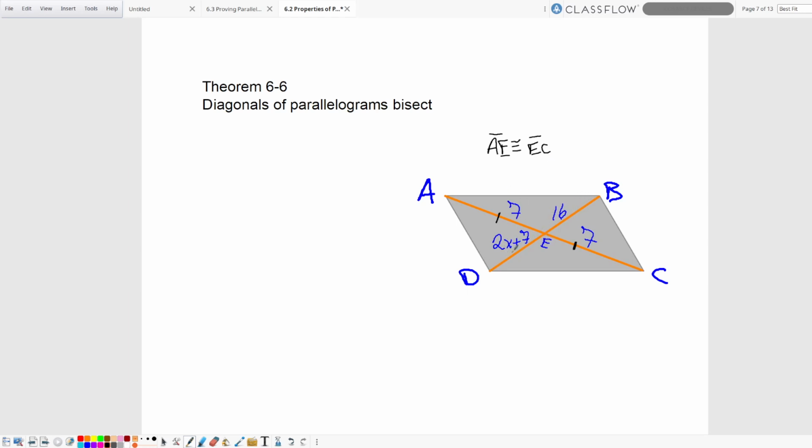And if I wanted to find out what x was, what I would do is I would say 2x plus 7 is equal to 16, because I know that DE is congruent to EB, and therefore they have to be equal. And then from there, I would just go ahead and solve this. So you would subtract 7 from both sides. You get 2x is going to be equal to 9, divided by 2, and you get x is 4.5, or 9/2.